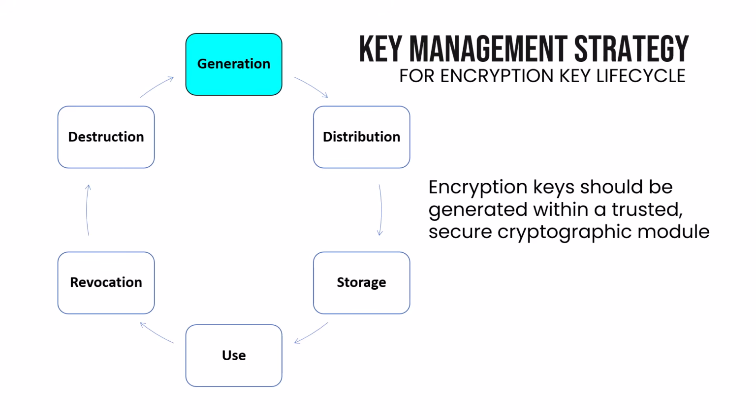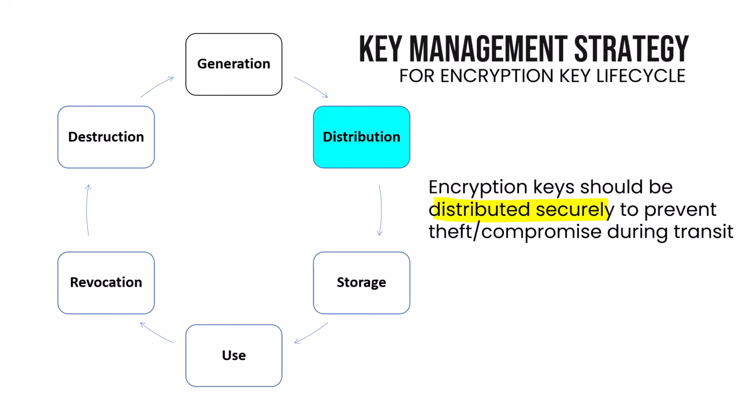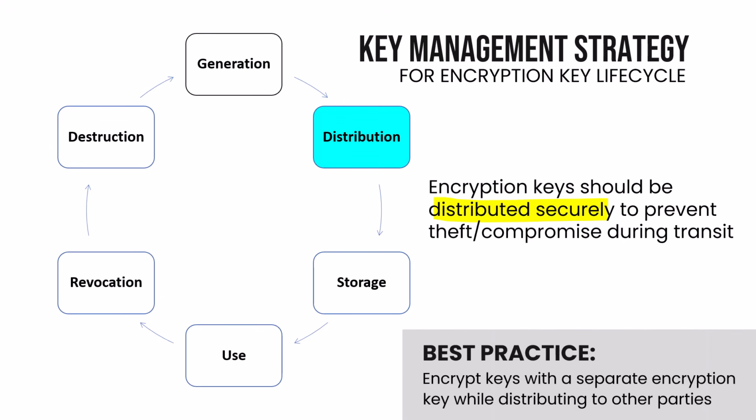So let's talk about the key management strategy for the encryption key lifecycle. So encryption keys should be generated within a trusted, secure cryptographic module. FIPS 140-2 validated modules provide tamper resistance and key integrity, so that's a clear bar of high security. And then encryption keys should be distributed securely to prevent theft or compromise during transit. Best practice here, encrypt keys with a separate encryption key while distributing to other parties.